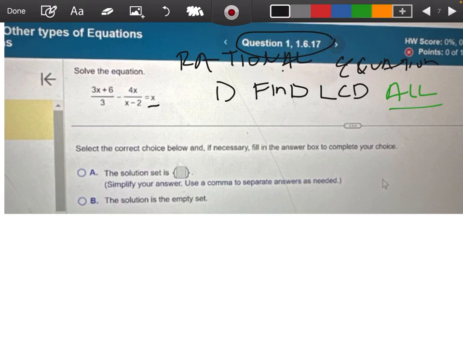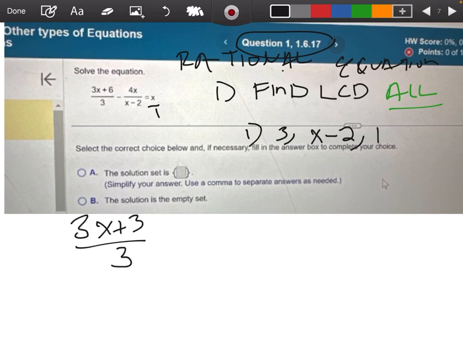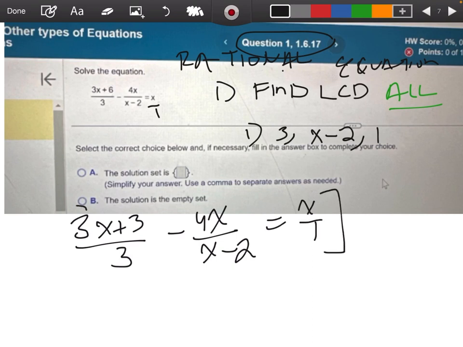So y'all, the way I'm gonna do this, I'm gonna think of that as being x over 1. Every different piece I need to use, y'all. So if I think about my 3 different denominators, the first one is the number 3, the second one is the piece x minus 2, and the last one we just wrote was 1. So this is what I'm gonna do, y'all. I'm gonna write (3x plus 6) over 3 minus 4x over (x minus 2) equals x over 1.